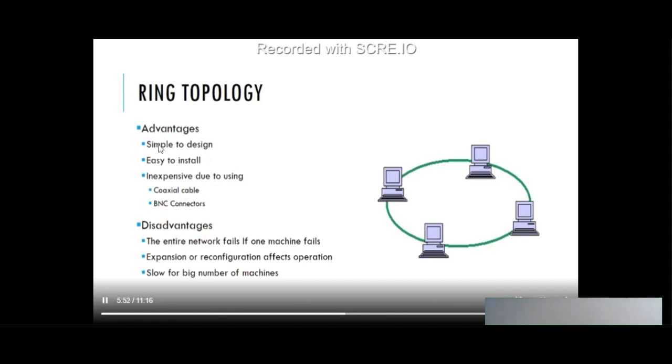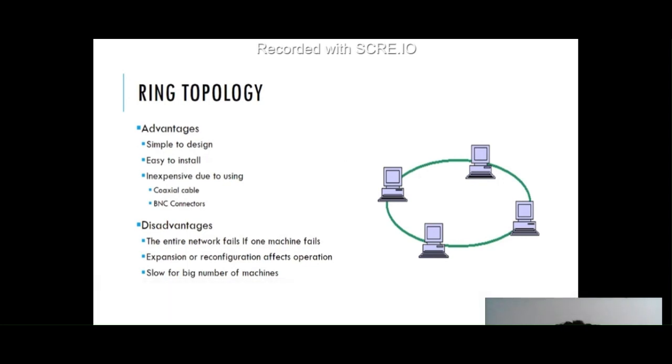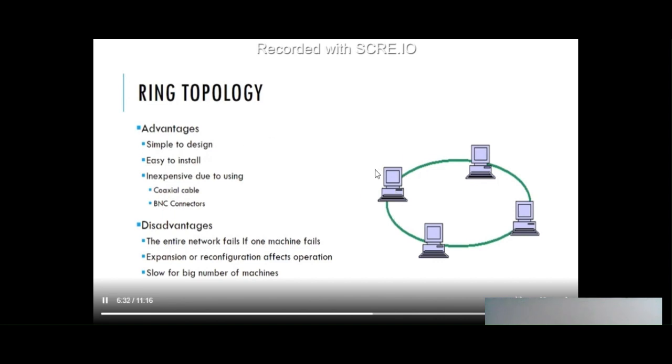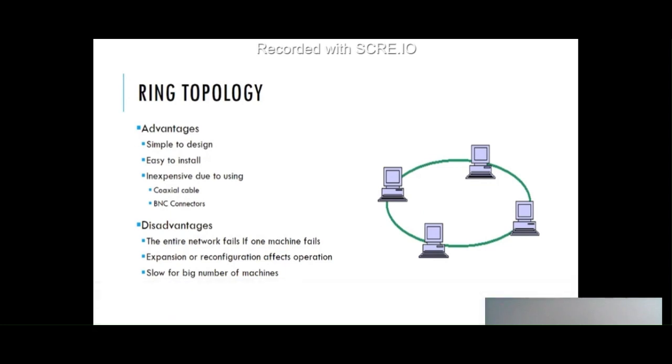Next, see the advantages of ring topology. The first advantage is its design is very simple, a ring type of design, or zero, or we can say O type of design. It's very easy to install. It's not very expensive. It uses the same coaxial cable and BNC connectors as in the bus topology we have discussed. But the disadvantage of ring topology is that the entire network fails if one machine stops working. If this computer is not working, then the whole network fails. That is the biggest disadvantage.